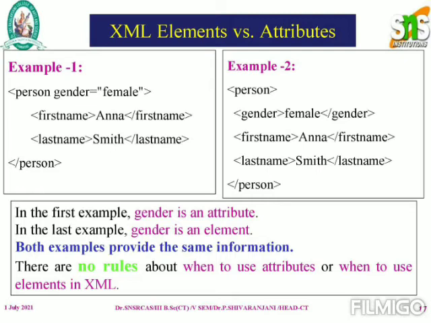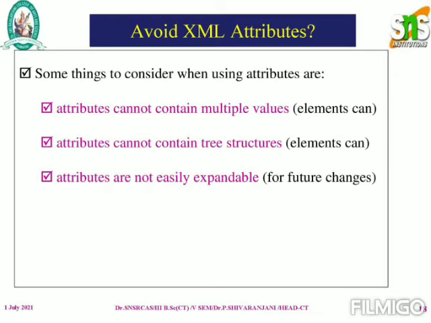So something you have to avoid in XML attributes is listed out here. The first one is that an attribute cannot contain multiple values, whereas an element can contain multiple values. Similarly, attributes cannot contain tree structures, whereas elements can contain tree structures. And attributes are not easily expandable, whereas your elements can be easily expanded. So these are some of the XML attribute limitations that should be restricted.